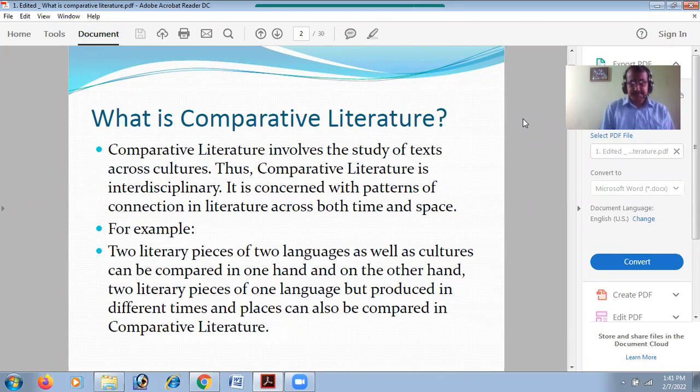If we elaborate these issues, two literary pieces of two languages as well as cultures can be compared. And again, two literary pieces of one language but produced at different times can also be compared in comparative literature. And places. Suppose Bengali literature is produced in one portion of Bangladesh, and another literature is produced in another portion of our country. So literature produced in the same country at two different times and in two different places can also be compared in comparative literature.